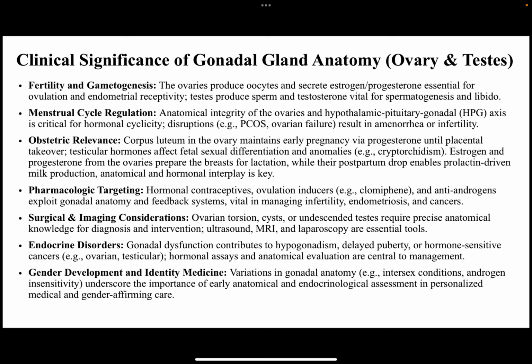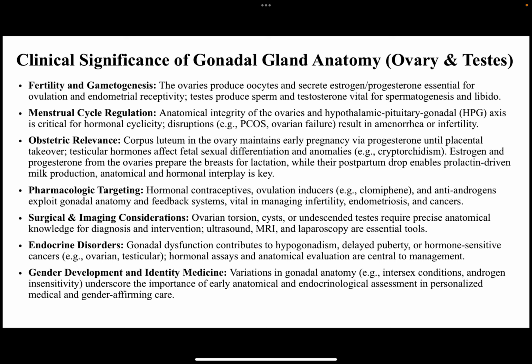Is that okay? Good. So like I said earlier, menstrual cycle regulation. If someone is having a problem with the hypothalamic-pituitary-gonadal axis, it can disrupt the functions of the ovary and the testes. The person can get testicular failure or ovarian failure, and that can result in infertility for male and female. It can also result in amenorrhea for the females.